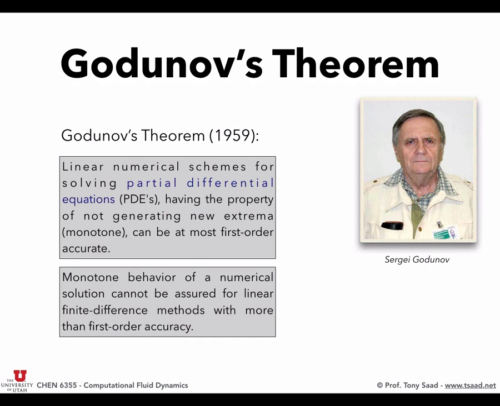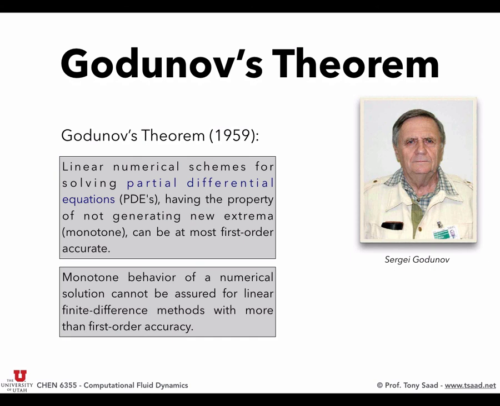So think of monotone behavior as you're not creating new minima or new maxima. So if you have a shock that goes from 1 to 0, you're not going to create values above 1 or values less than 0. In other words, you're not going to be dispersive and create new minima and maxima. You want to assure monotone behavior. That's monotone behavior.